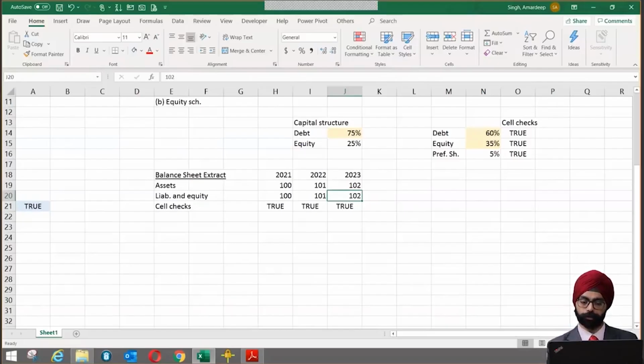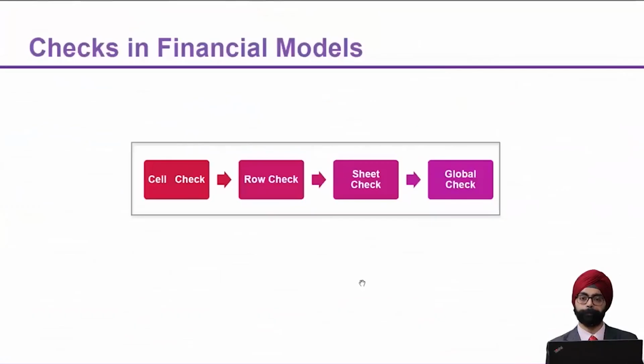Now, let me just take you back to the overall check detail. Once you have included the individual cell checks at various places in the financial model, and you've also summarized them together to see the corresponding row check as well, then what you need to do, you need to summarize all of those row checks together at one single place. Because imagine there is a sheet which is having so many cells, and I've done working, let's say, in 500 rows or 1000 rows.